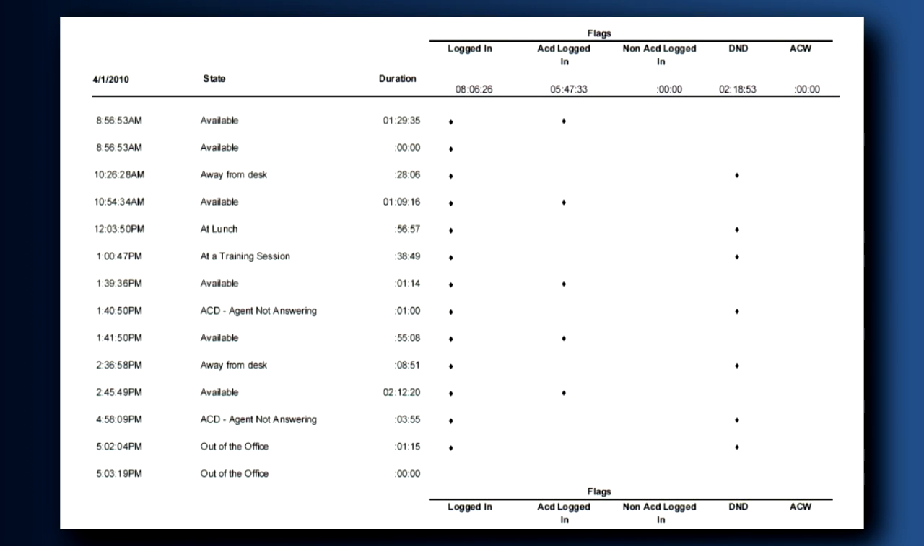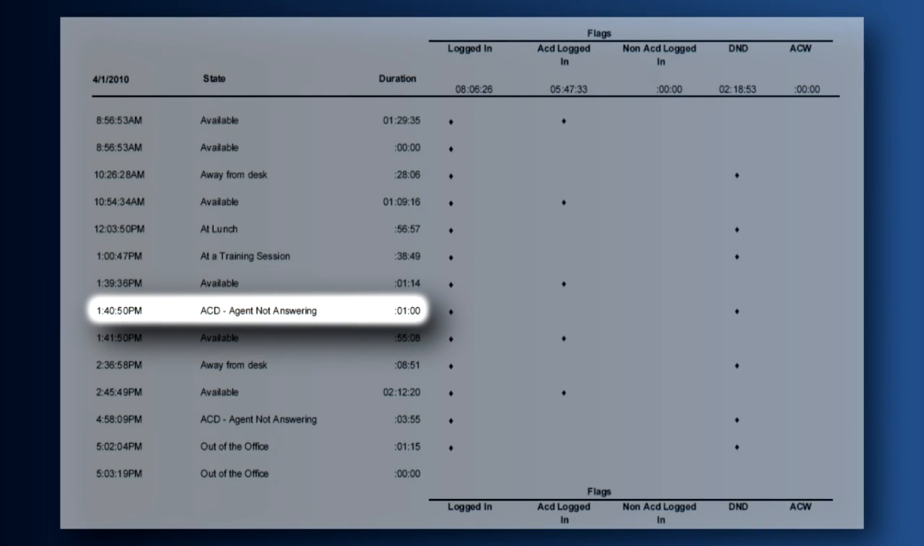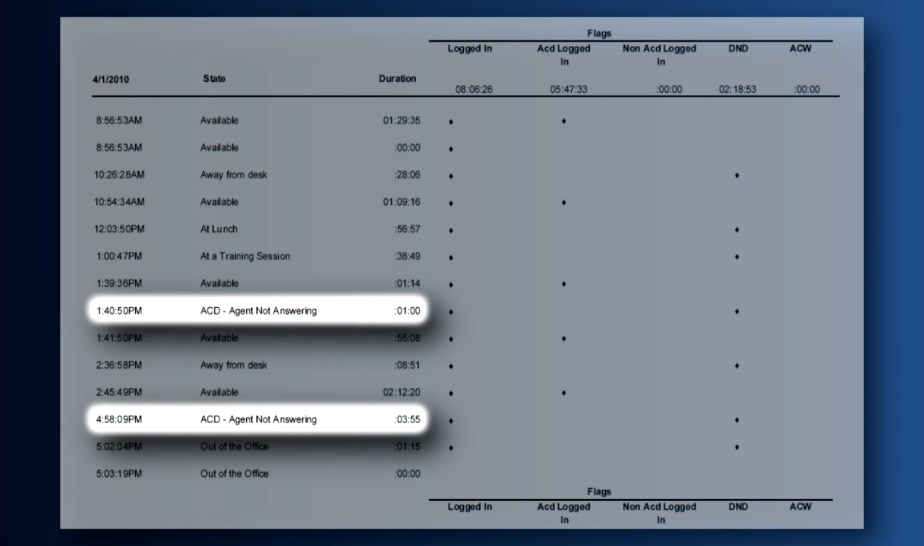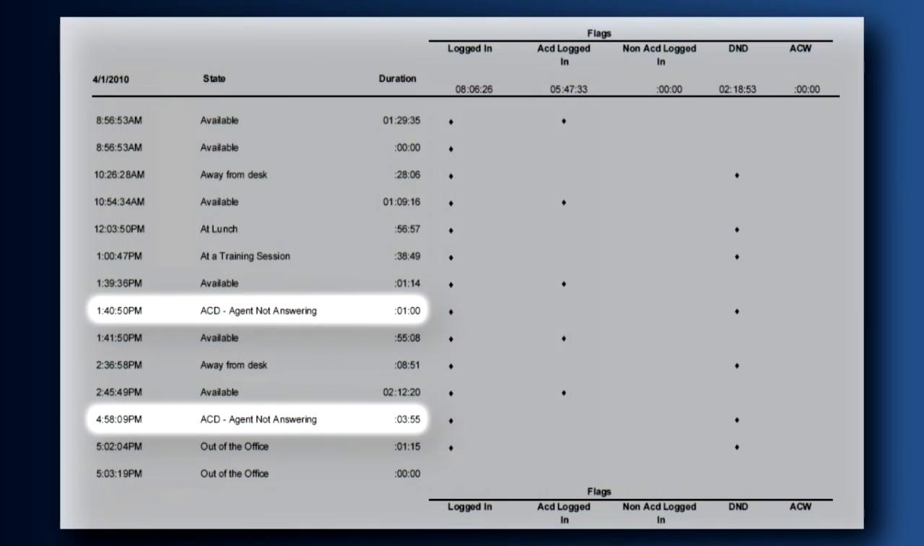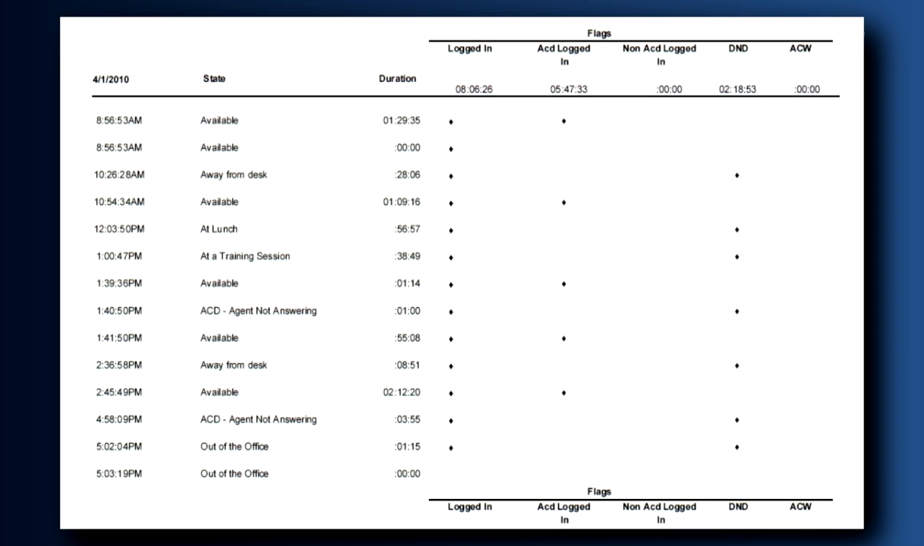There's one other thing I want to point out on this report. Do you see at 1:40 p.m. and again at 4:58 p.m. we have ACD, agent not answering? It means that a queue call presented to the agent and they didn't pick it up. Why isn't this good? It means that the customer was listening to hold music in the queue and then heard ringing. I'm going to get to an agent. And then the ringing stopped and the queue music started again because they didn't get answered. Not a good thing at all, and perhaps a coaching opportunity for you with your agents when you see this status show up on their agent availability summary or agent availability detail report.